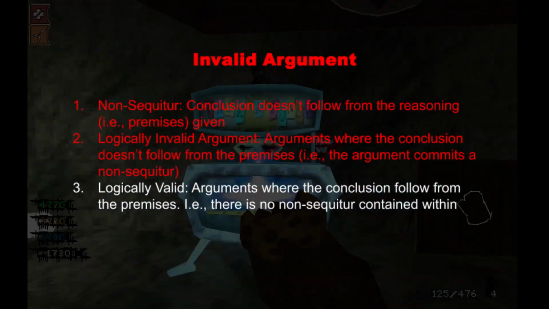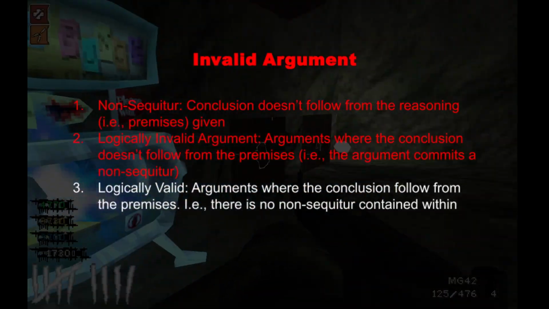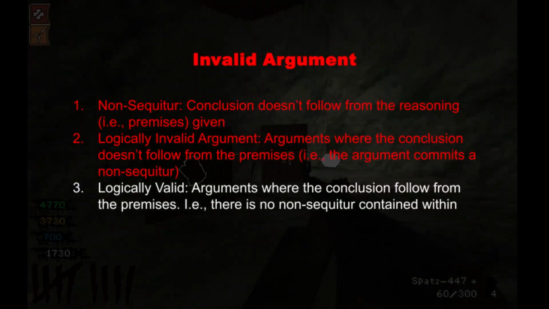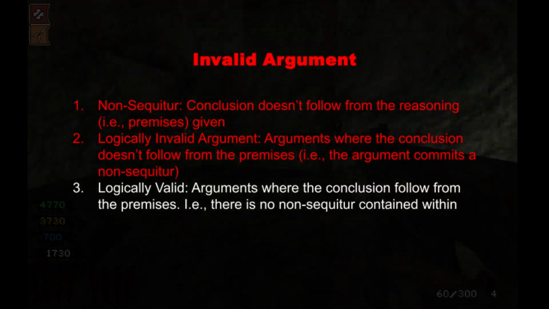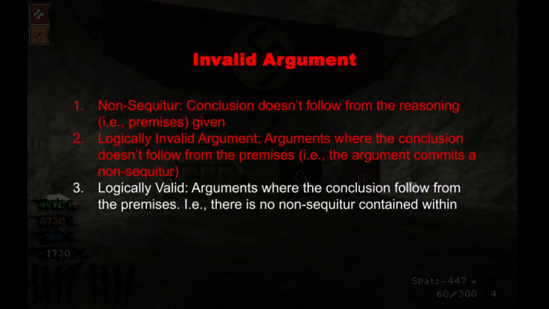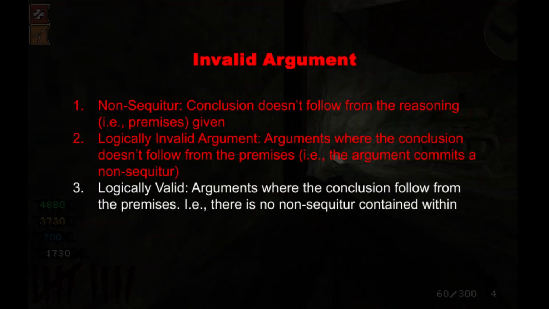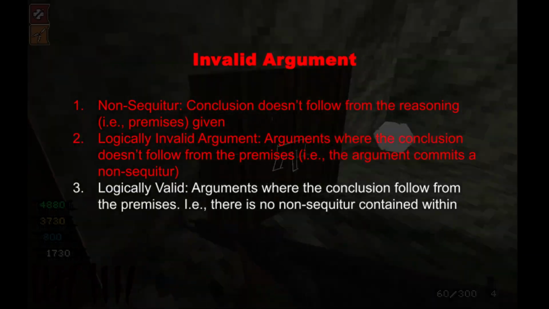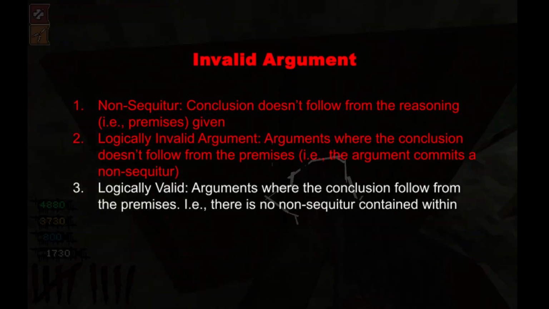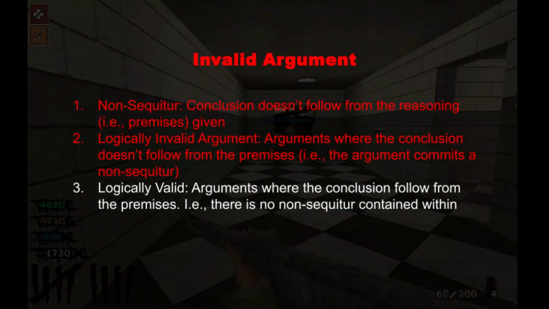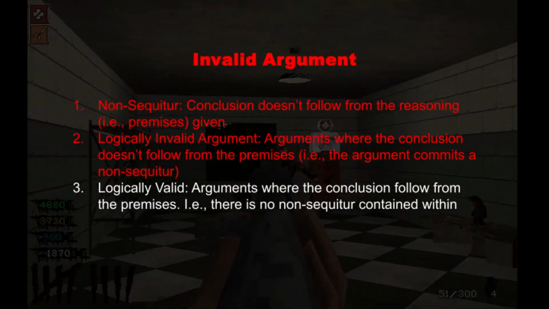Now, as said before, not all types of arguments are valid. So let's take these three ones. You have non sequitur, where the conclusion doesn't follow from the reasoning, that being the premises given, and a logically invalid argument, which is an argument where the conclusion doesn't follow from the premises. So non sequiturs and logically invalid arguments would most of the time basically be the same thing, whereas logically valid arguments would be the opposite, where the conclusion does follow from the premises.